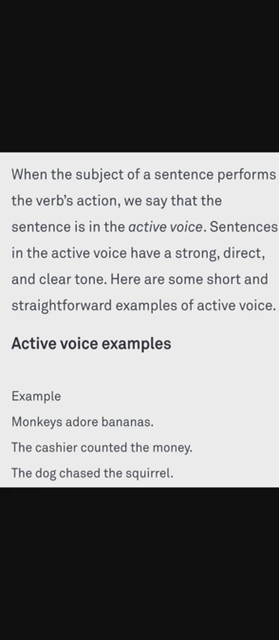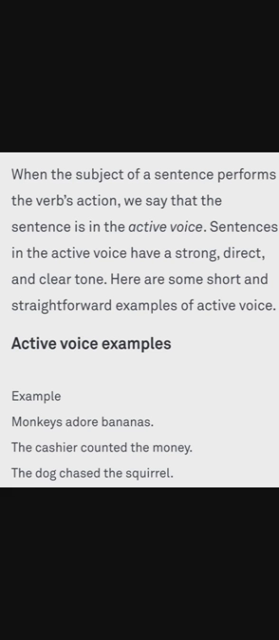And some sit silently, so they are passive. Alright, so I think by the word meaning, the difference between active and passive is clear. And the same meaning, children, is used in this grammatical exercise. So, when the subject of a sentence performs a verb's action, we say that the sentence is in the active voice. Sentences in the active voice have a strong, direct and clear tone.